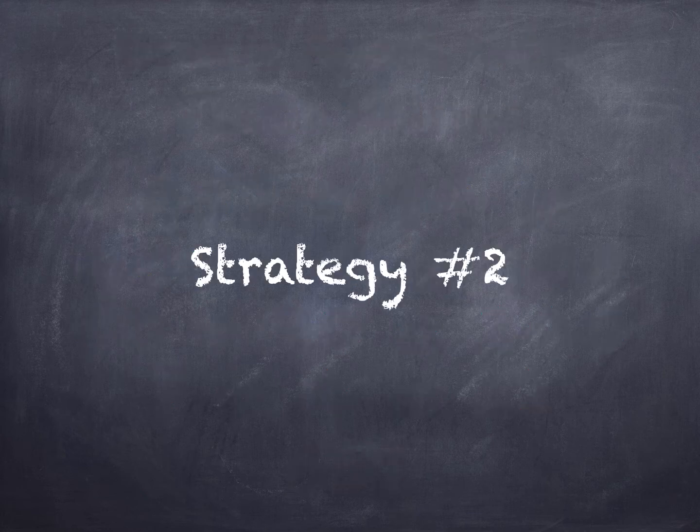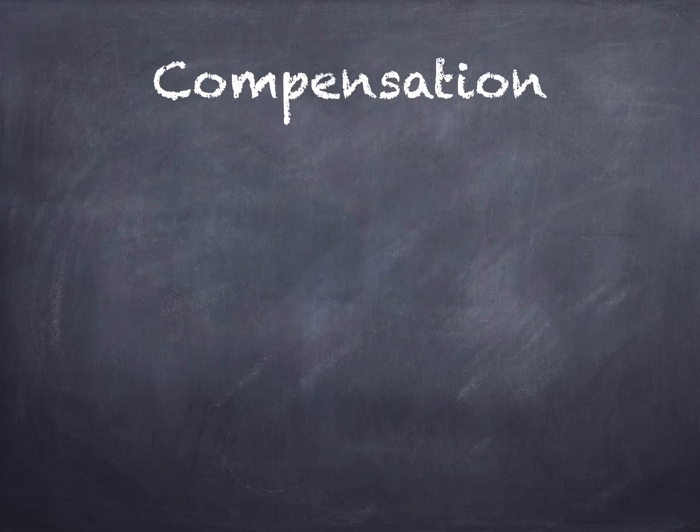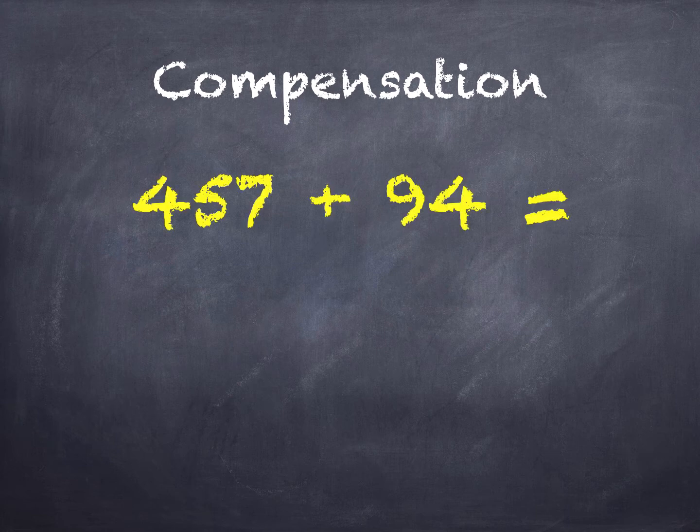Strategy number two is called compensation. With compensation, we take that same question. We could take any question, but I'm just using the same one for an example: 457 plus 94. What we want to do is try to make a friendly number that's going to be easy to add. I look at 94, and I say 94 is pretty close to 100, so if I simply added 6 to that, that would give me 100.